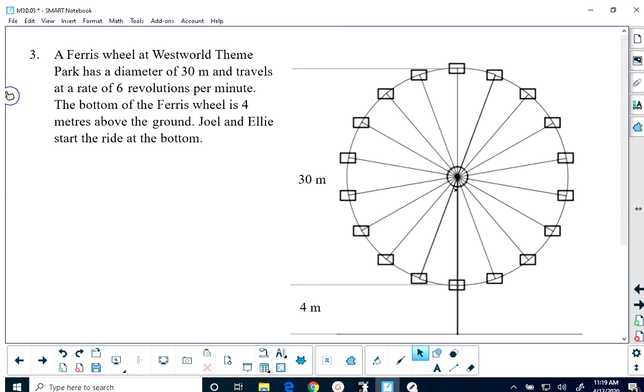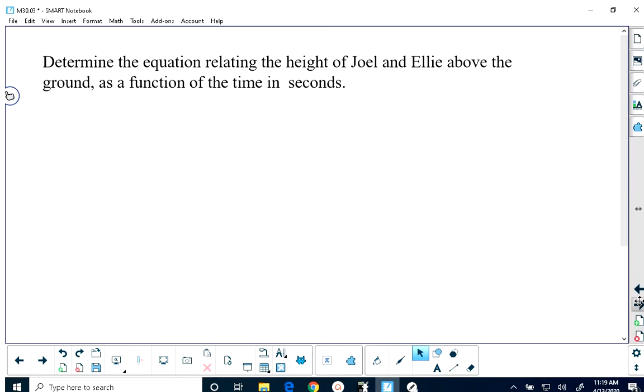So what's the situation? A Ferris wheel at Westworld Theme Park has a diameter of 30 meters. So from the bottom of the ride to the top of the ride is 30 meters. It travels at a rate of 6 revolutions per minute. The bottom of the Ferris wheel is 4 meters above the ground, and this is where the ride starts. Joel and Ellie start the ride at the bottom. The question is, what's the equation of the function that we can use to determine the height of Joel and Ellie in terms of how long they've been on the ride?